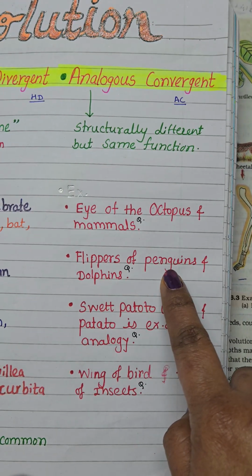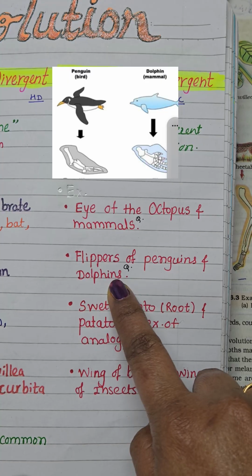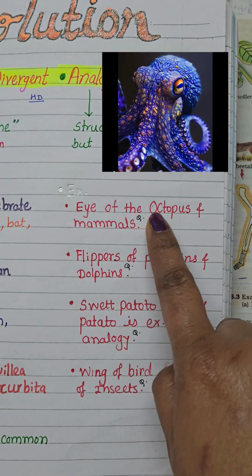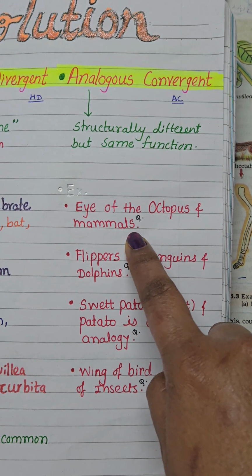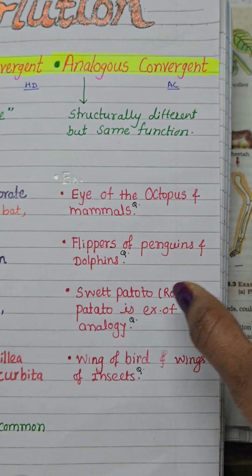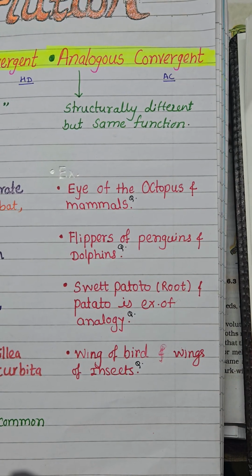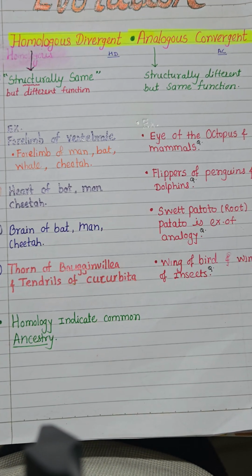Flippers of penguins and flippers of dolphins are structurally different in origin but have the same function. The eye of an octopus and the eye of man are the same in function, but they are different in origin. That is called analogous convergent. There are many questions asked on this topic. This topic is very important. This is homologous divergent and analogous convergent.